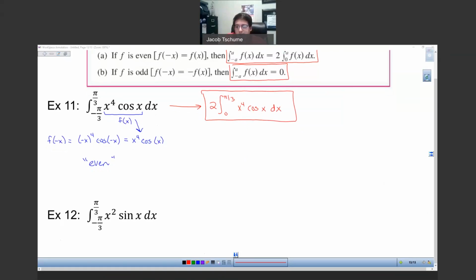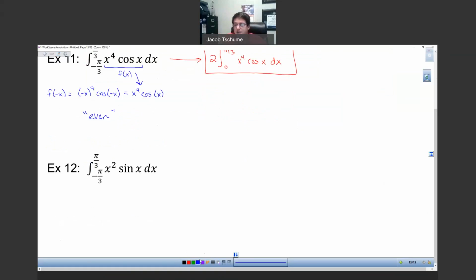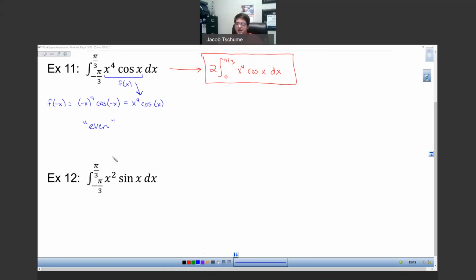All right, and then you probably can guess the next one's odd, but let me show you why. If we integrate from negative pi over 3 to pi over 3 of x squared sine of x, and I define this as my function f of x and test what kind of function it is, this would be negative x all squared times the sine of negative x. Well, negative x all squared is just x squared. And since sine is already an odd function, this negative would just come out front, and you could rewrite this as negative x squared sine of x.